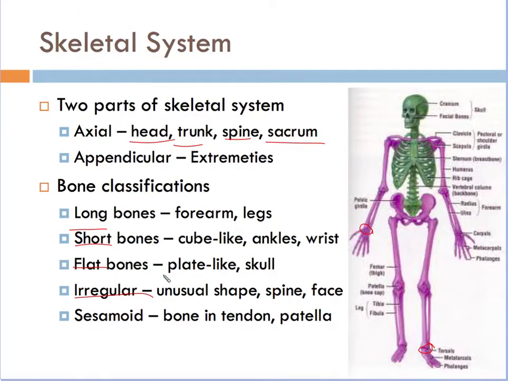Irregular bones are bones that have odd shapes that we can't really put in the other categories. And so bones of your spine, your vertebrae, are irregular in shape. Bones of your face don't really fit one of the other classifications either. And then the last one is called sesamoid. This is when you have a bone inside a tendon. The only place we see that in our bodies is your patella, which is the bone inside your patellar tendon. So your kneecap inside your patellar tendon.